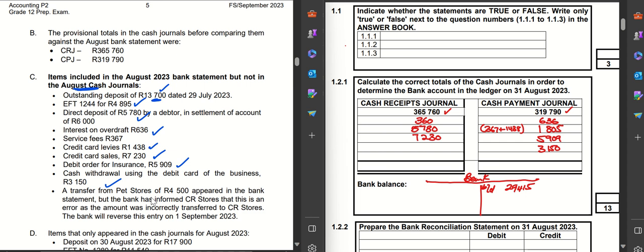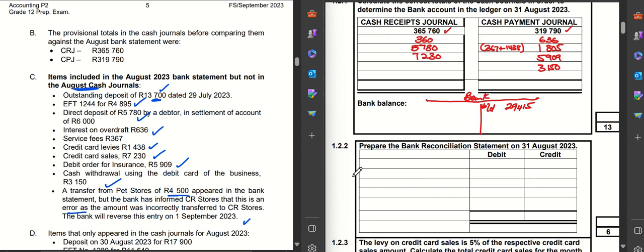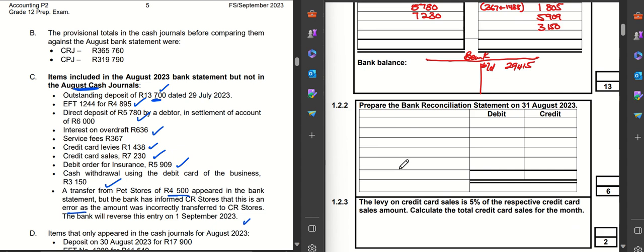A transfer from pet stores of 4.5 appeared on the bank statement, but the bank has informed CR stores, that is us, that this is an error. So we see again another error here. Okay, this is an error. The bank will reverse the entry on the 1st of September. So we're going to come here now. Remember, format is very important. Format is very important. And here we have the double column again.